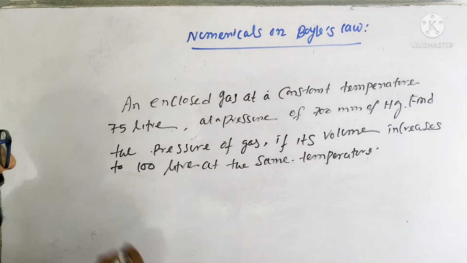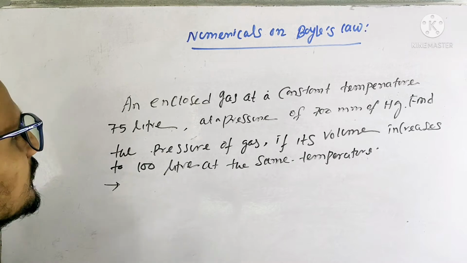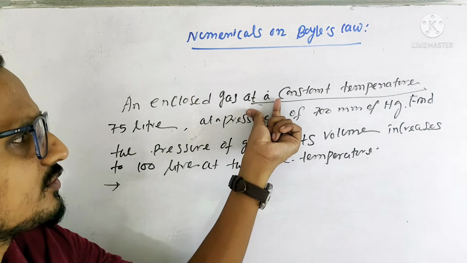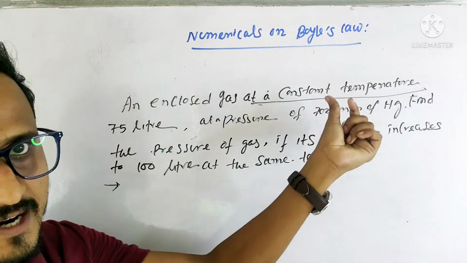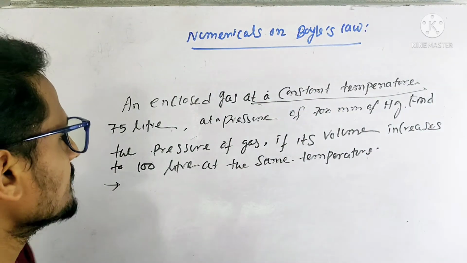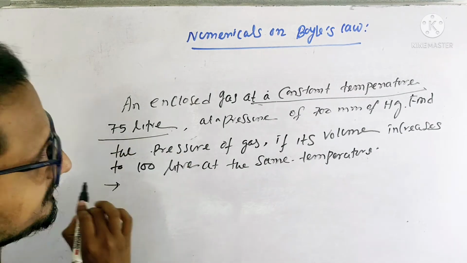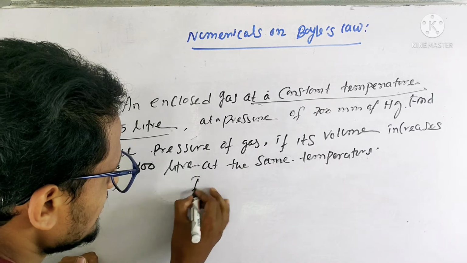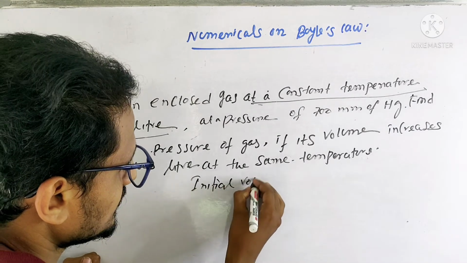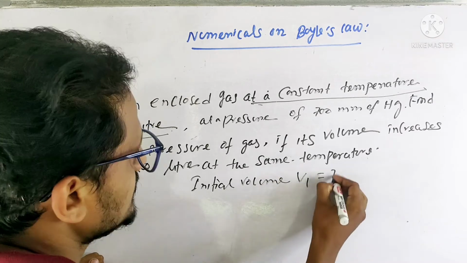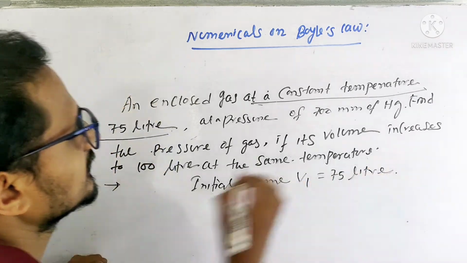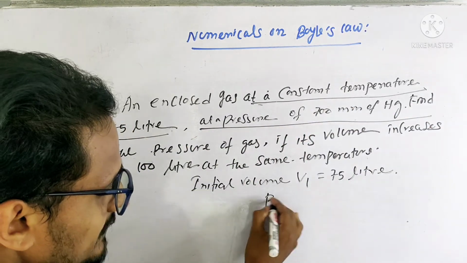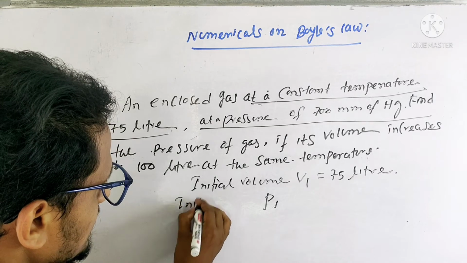Now the next problem. An enclosed gas at constant temperature, so Boyle's law will be applicable: P1 V1 equals P2 V2. 75 liter is the initial volume, so V1 equals 75 liter, at a pressure of 700 millimeter of mercury. That is the initial pressure.